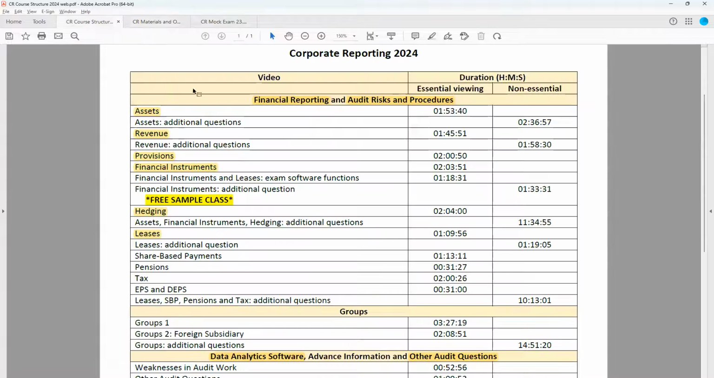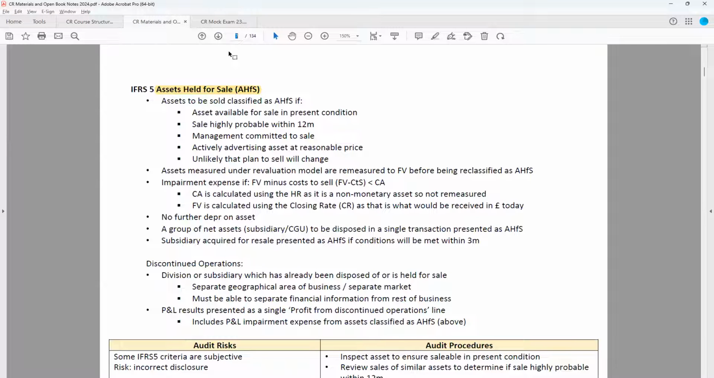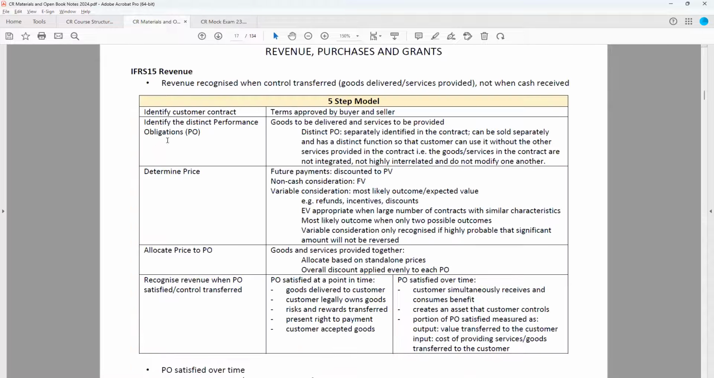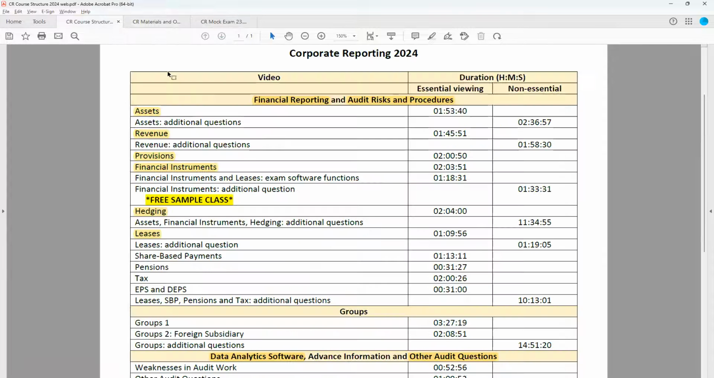And then you can just go through each of the topics like this. You can then move on and go to revenue. Again, make sure you understand the key technical content, but then immediately after, go and practice exam questions on revenue, exam questions which have tested revenue, both FR, but also audit as well.